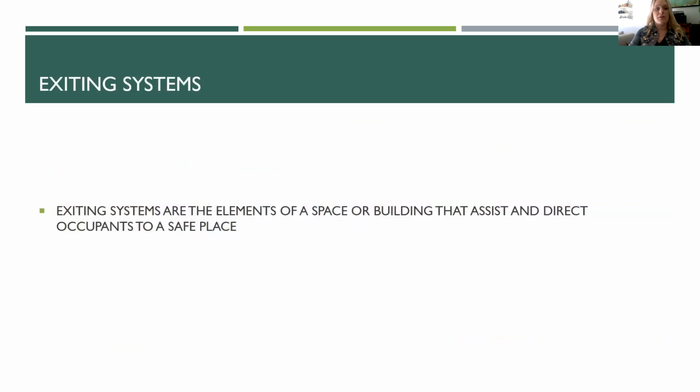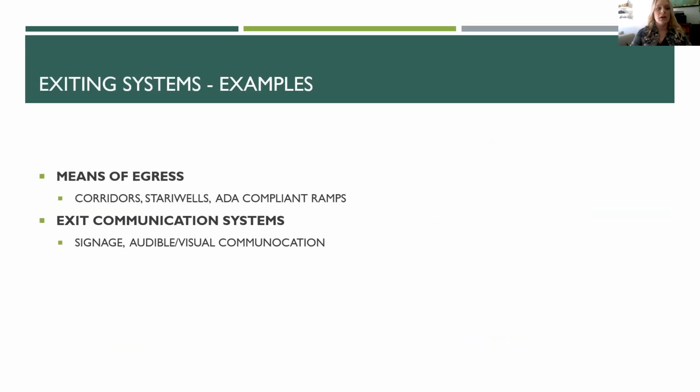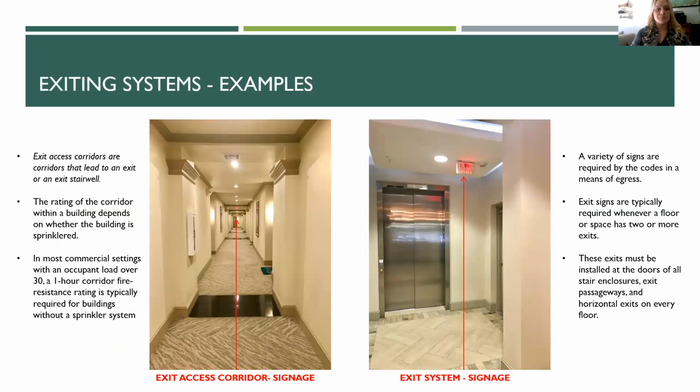Exiting systems are the elements of a space or building that assist and direct occupants to a safe place. So these are rather important in the time of evacuation. Exiting system examples are going to include your means of egress, of course, which is going to be your corridors, your stairwells, and then your ADA compliant ramps. And then you've also got your exit communication systems, which are going to be your signage, and then your audible and visual communication. Some examples of exiting systems are shown here.